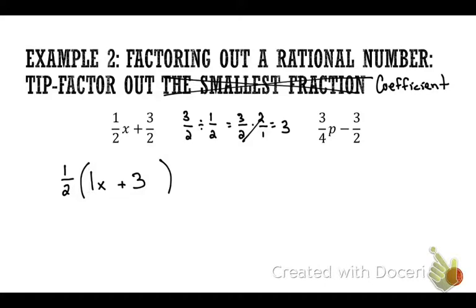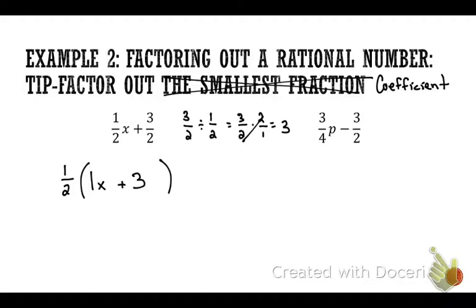Now, if I put it back together, 1/2 times 1x is 1/2 x. 1/2 times 3 over 1 is 3 over 2. Do you see how I did that? So it still works to put it back together.